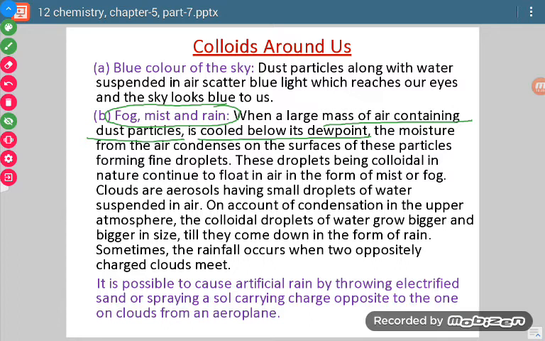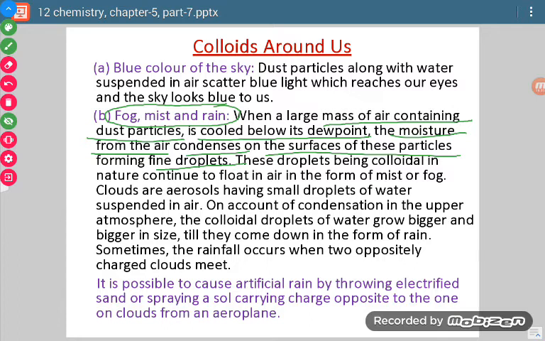Now see, suppose there is such a situation that whatever air is there gets cooled below its dew point. Then what happens? The moisture from the air condenses on the surface of these particles. Okay, there are dust particles. The moisture will start condensing on the dust particle. The dust particle will act as a nucleus and the whole moisture will be surrounding it. Okay, and so these fine droplets of water will be formed.